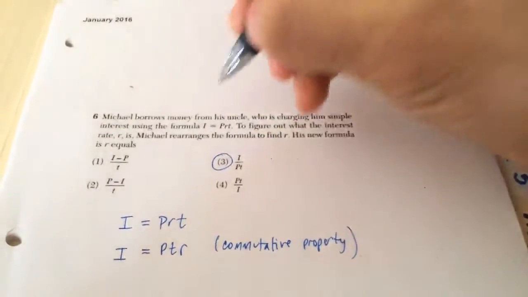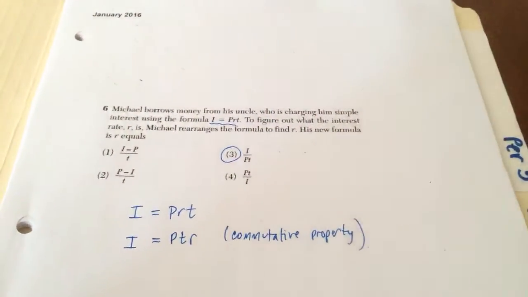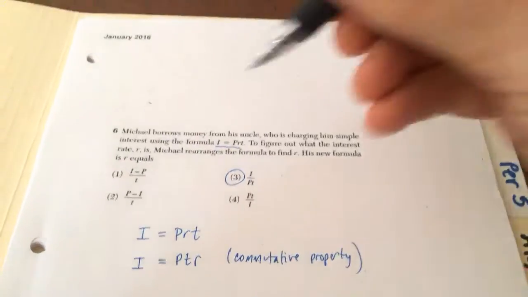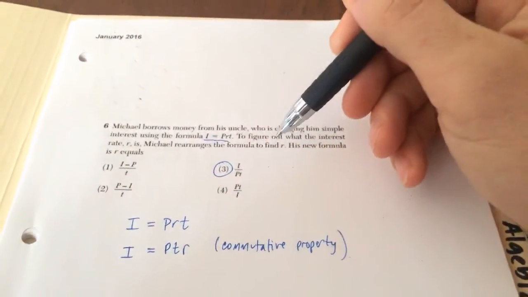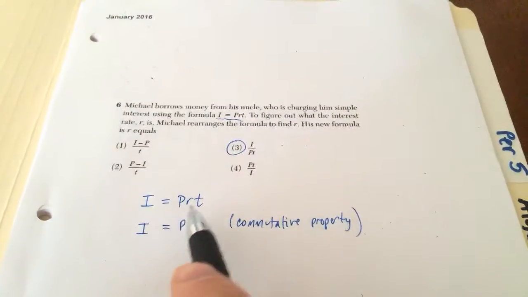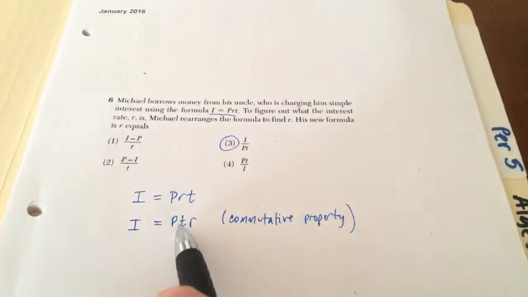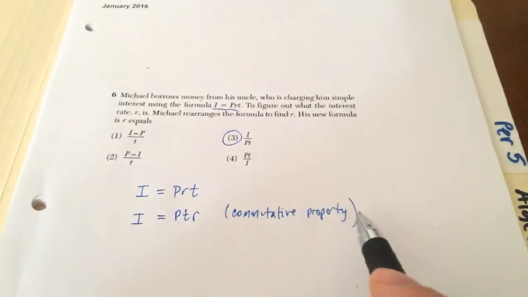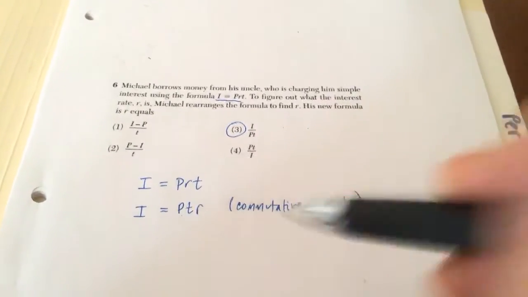In number 6, we talk about how we want to rearrange this formula to figure out what the interest rate is, R. Michael rearranges the formula to find R. So what I'm going to do is take this formula and rewrite it. Instead of PRT, I'm going to say PTR. I can do that because of the commutative property of multiplication. These are all being multiplied.